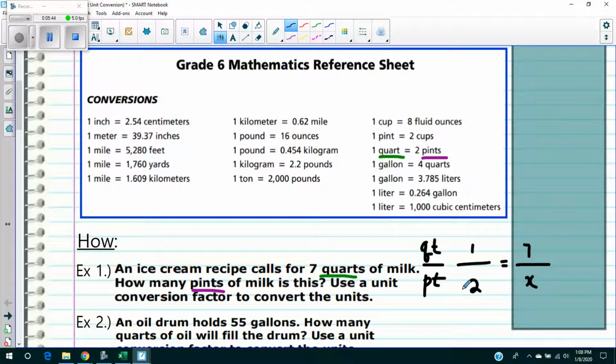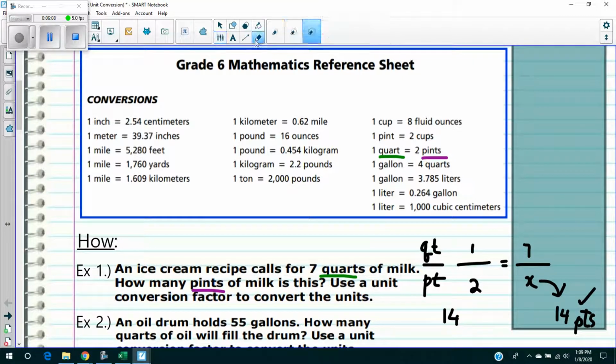So here we go. We have to cross multiply. So that's 7 times 2, which is 14, right? So 1 times what gives you 14? That's right, 14. So X is 14. That's it. Okay, 14 what though? 14 pints. Okay, all right. Let's do another one then.